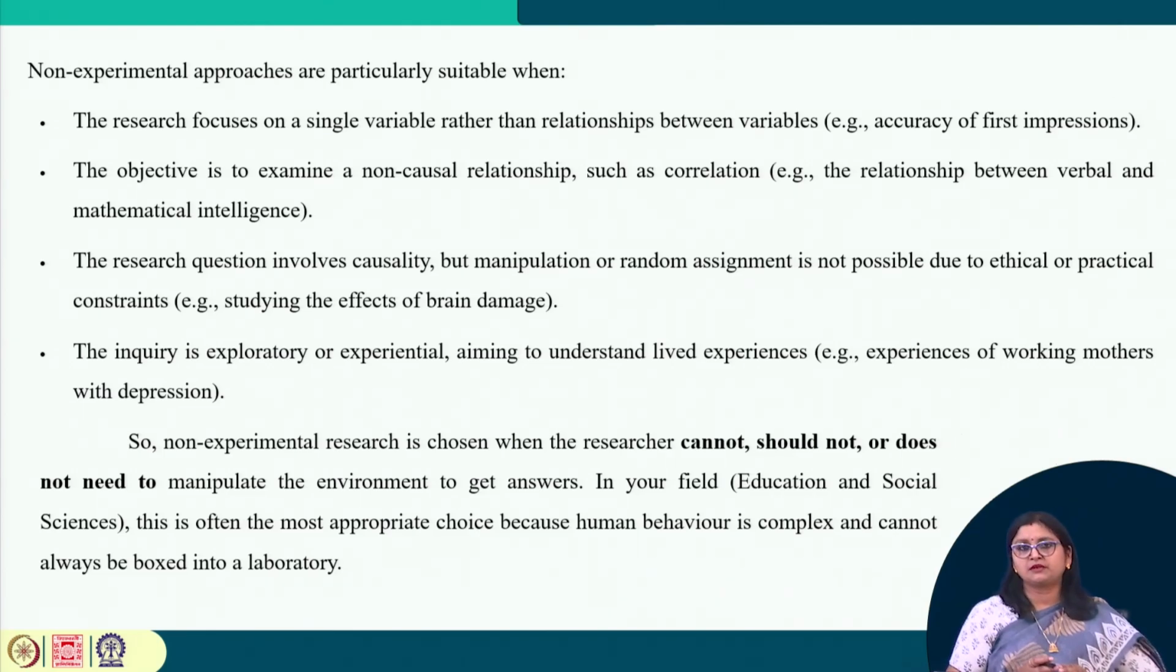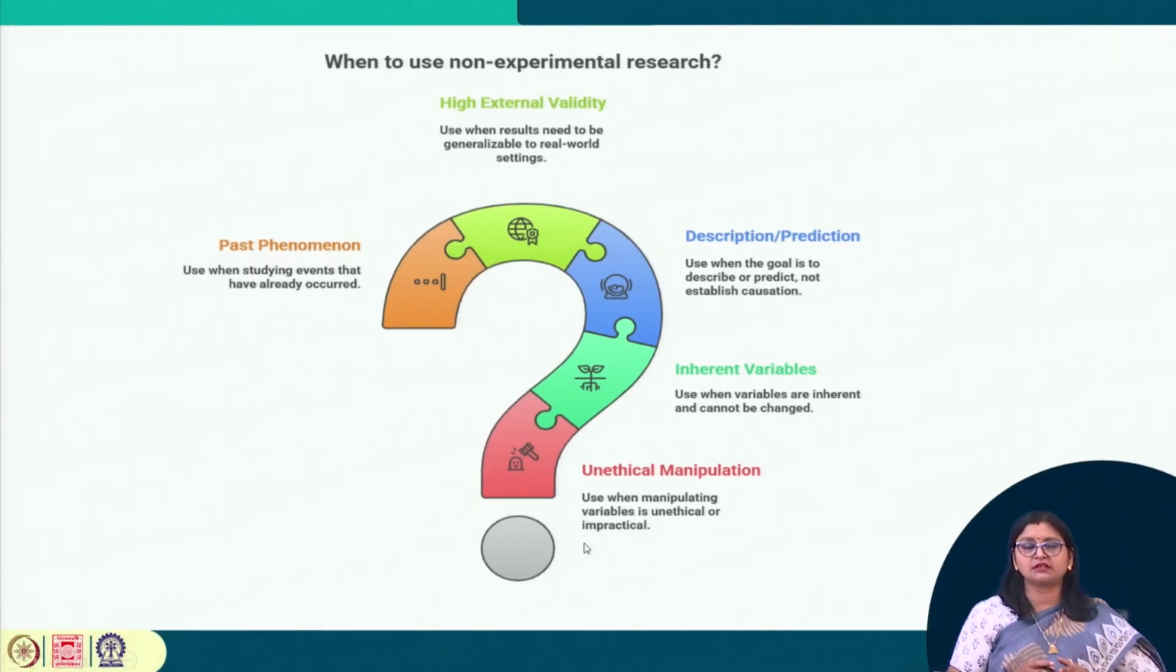So, non-experimental research is chosen when the researcher cannot, should not or does not need to manipulate the environment to get the answer. In your field, either it is education or any other field of social science, this is often the most appropriate choice because human behavior is a complex context and cannot always be boxed in a laboratory. So, this kind of human behavior can be studied through non-experimental methods.